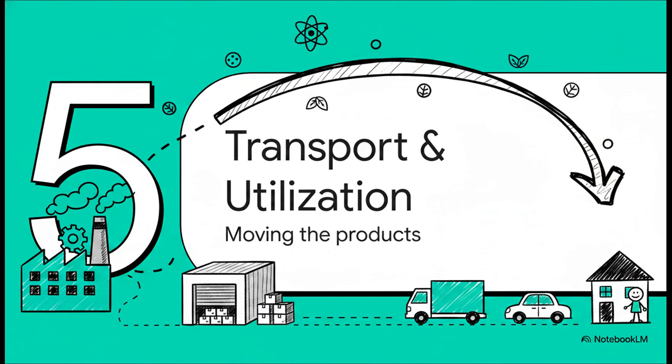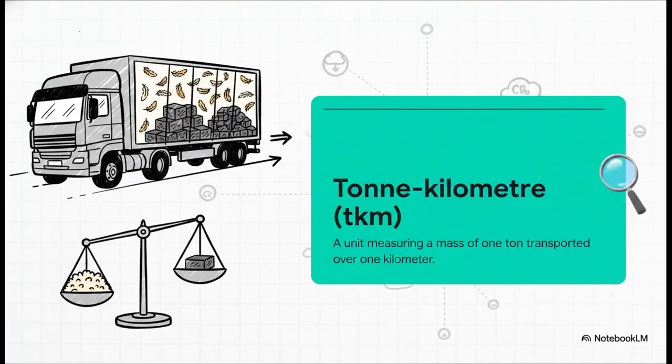Next up is Section 5, Transport and Utilization. So, once a product is actually made, it has to move from the factory to the warehouse and eventually to you. And when assessing transportation, we don't just measure distance. A truck driving 100 miles isn't enough information. Instead, we measure ton-kilometers. This combines the mass of the cargo with the actual distance traveled.